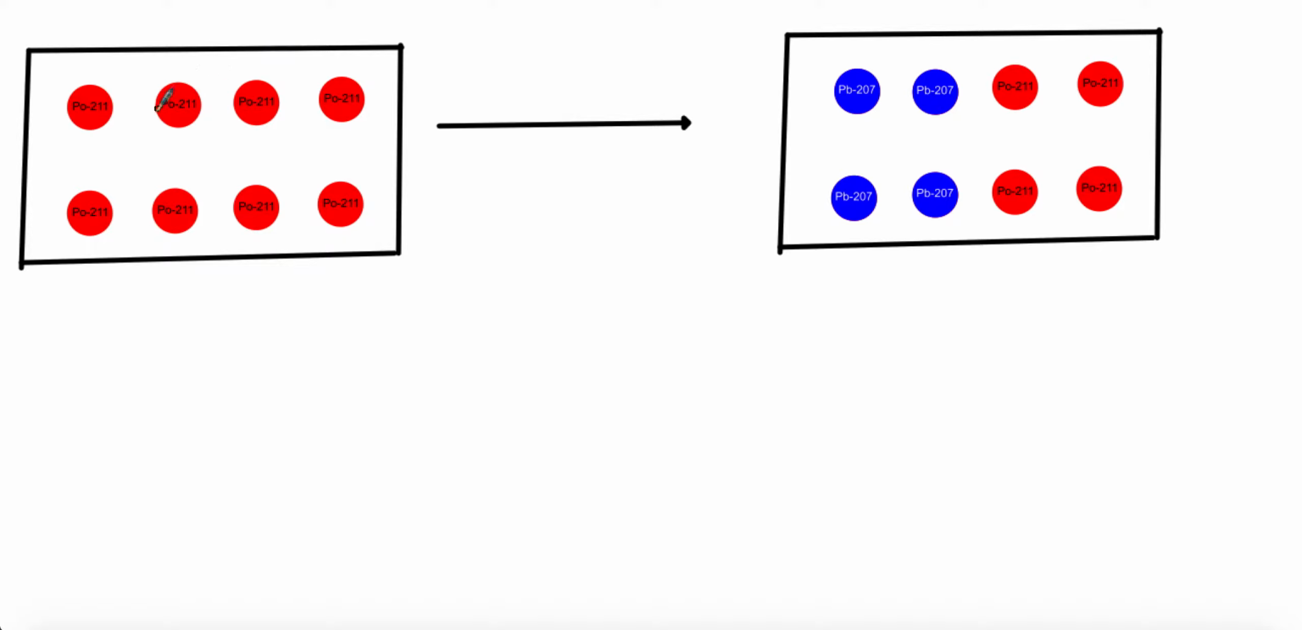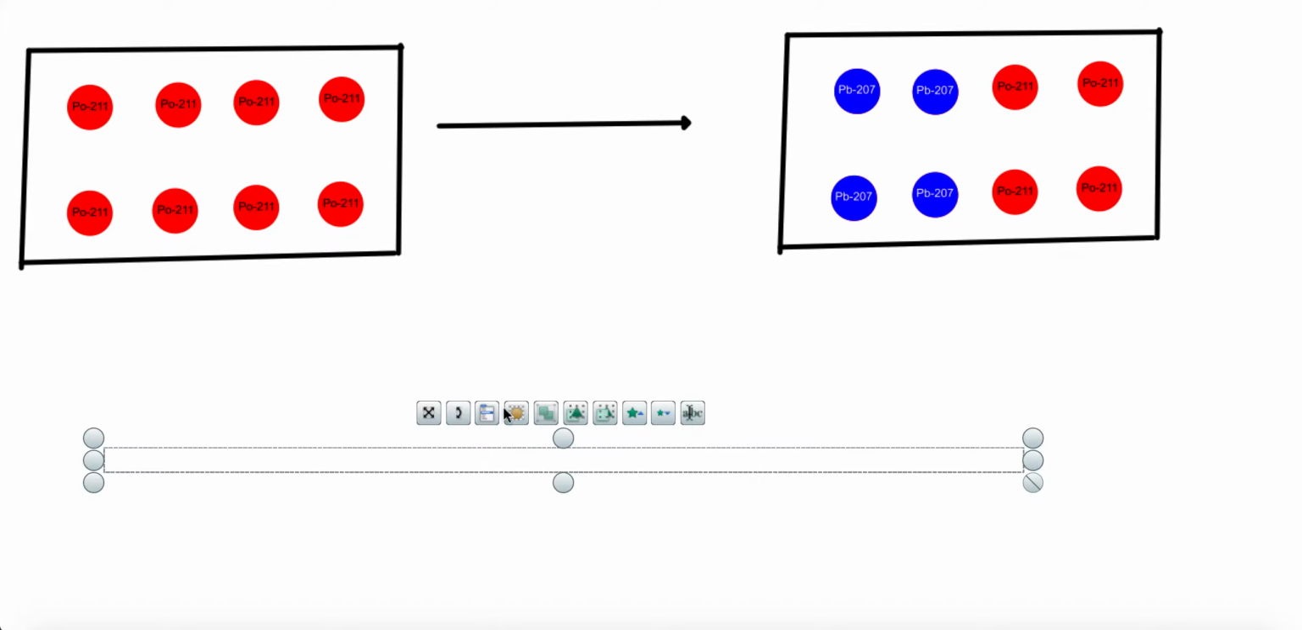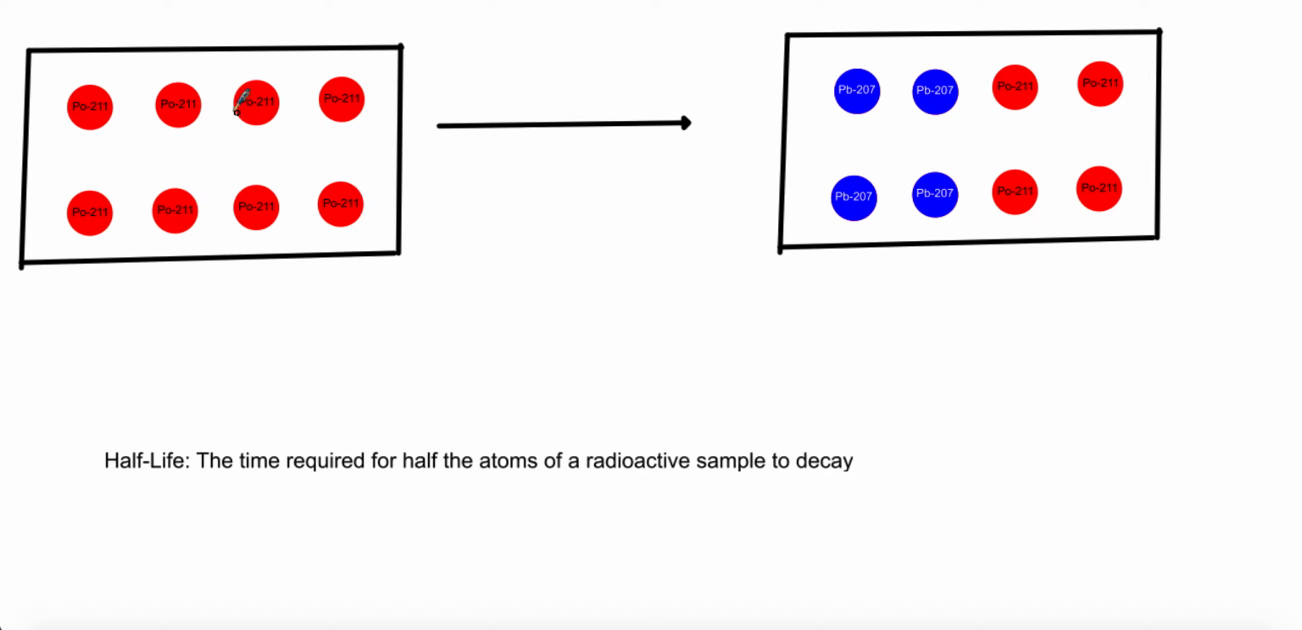Well, instead of focusing on just one individual atom, we could just take a look at the sample as a whole. Rather than knowing when one atom is going to decay, we can measure the time when half of the sample will decay. That time is what we refer to as the half-life of a sample. So the half-life is the time required for half of the atoms in a radioactive sample to decay at least one time. So 50% of what we begin with that is radioactive will have decayed, and that is half-life. It is a measure of the time it will take for something to decay.